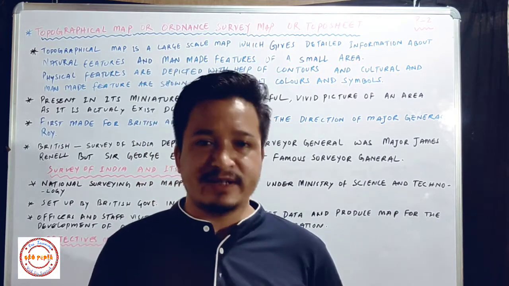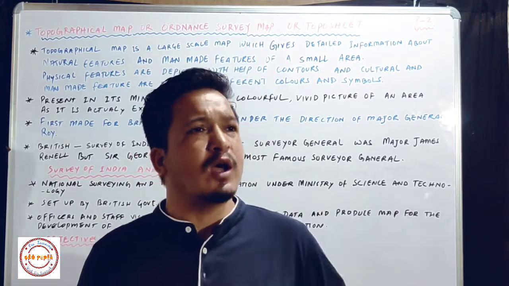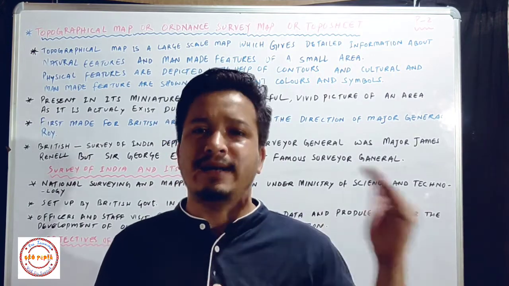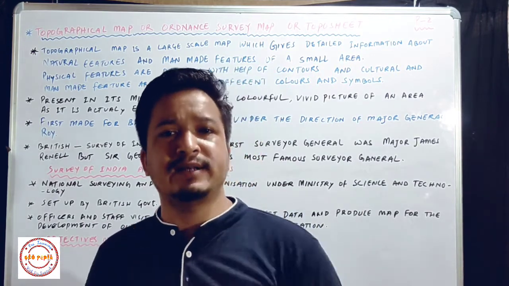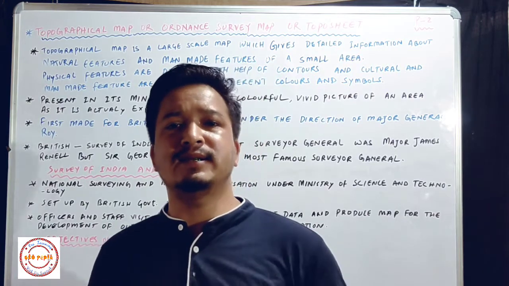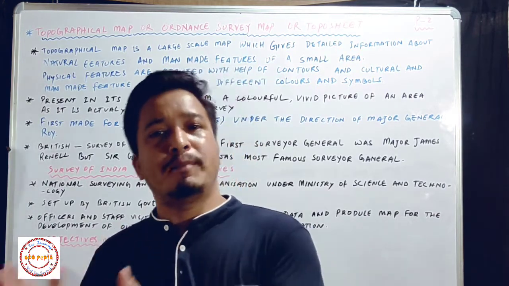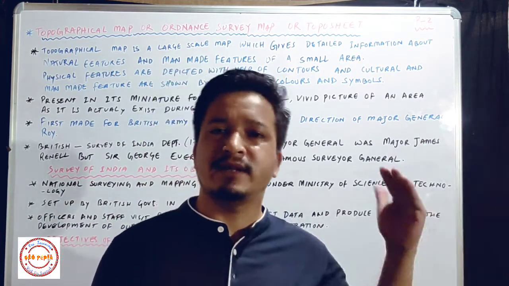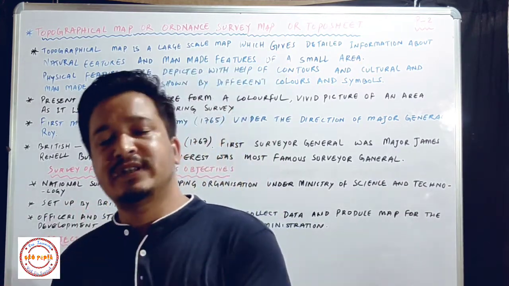Now what are natural physical features? Natural physical features are all the features or all the landscape made by nature, like mountains, plateaus, deserts, gulfs, rivers, plants, trees. All these things come in the category of natural physical features.